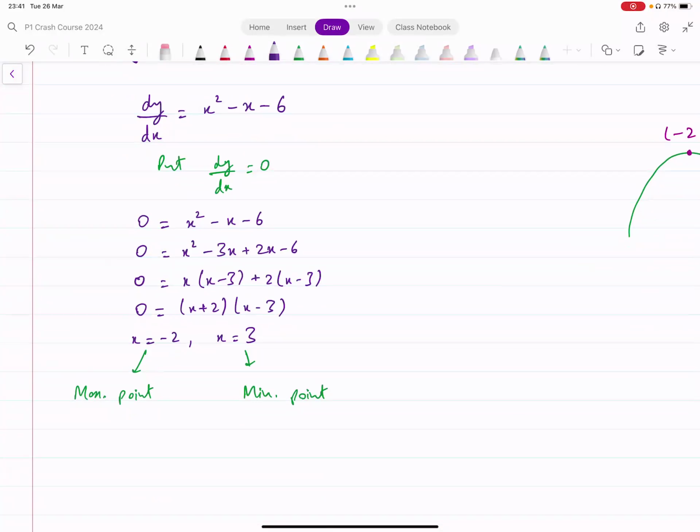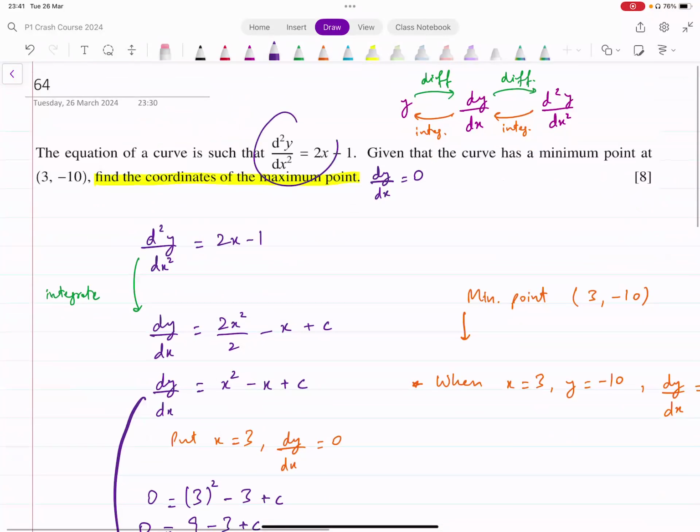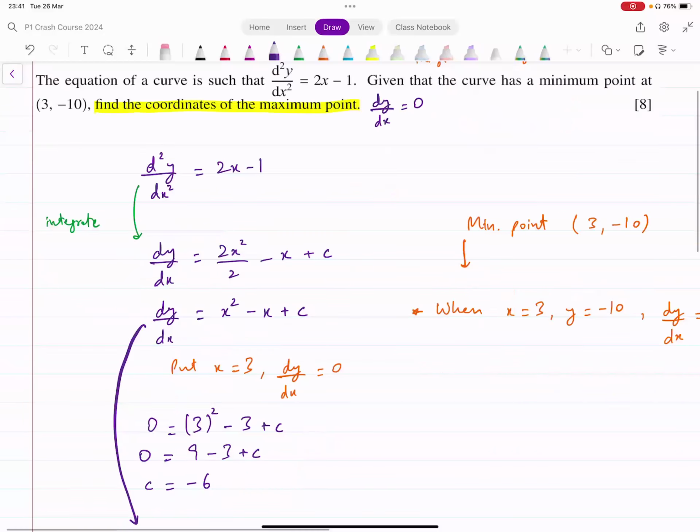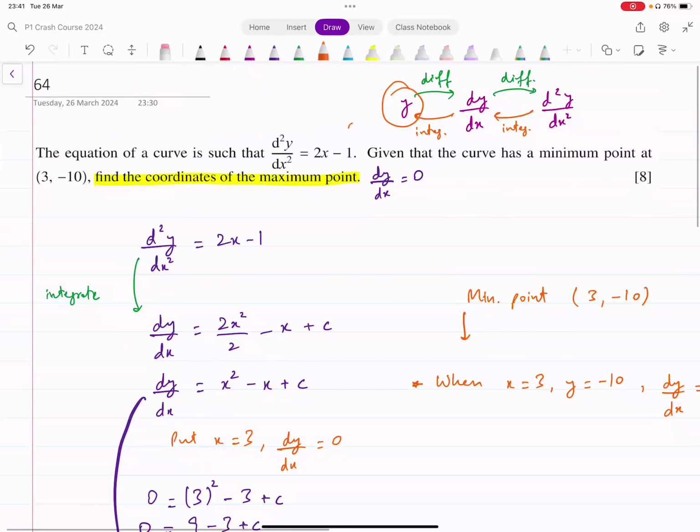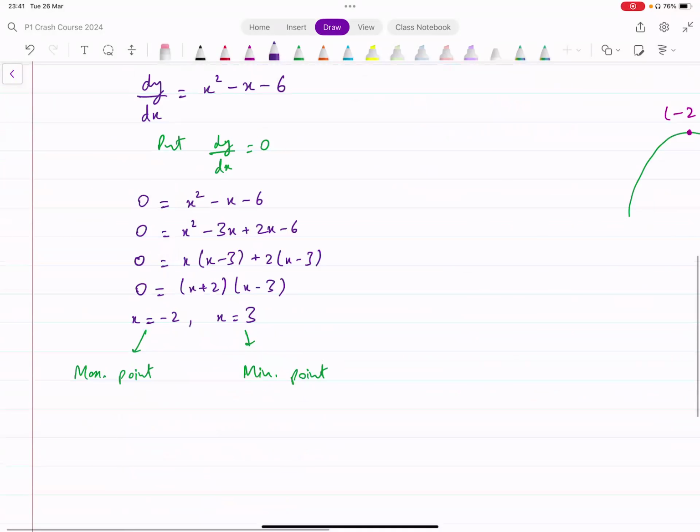Once we have the x coordinate, we put that value of x back in the original function to find the corresponding value for y. But the problem is we don't have the original function now. We had the second derivative. We use the second derivative to find the first derivative, but we don't have the original function y equal to something. We have to find this as well. How do you do that now? You have dy over dx. You integrate that again to find the original function.